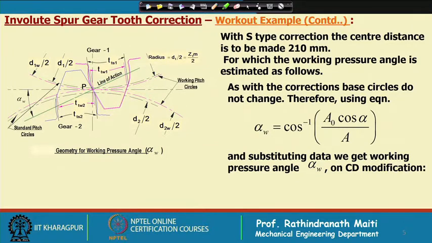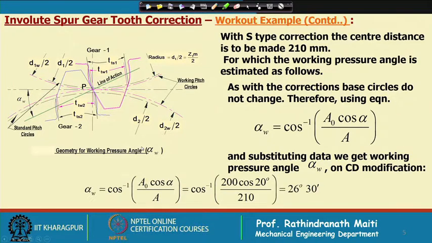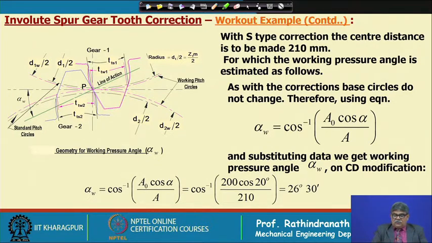In this case, A is equal to 210 and A 0 is equal to 200, and substituting the data we get the working pressure angle on CD modification, and the calculation is shown below, for which we get the working pressure angle will be 26 degree 30 minute. Okay.